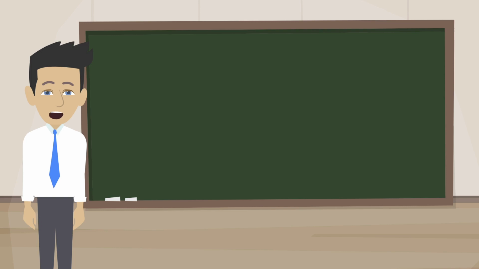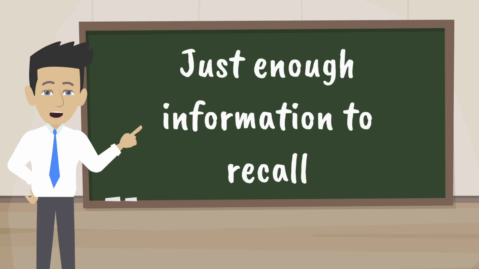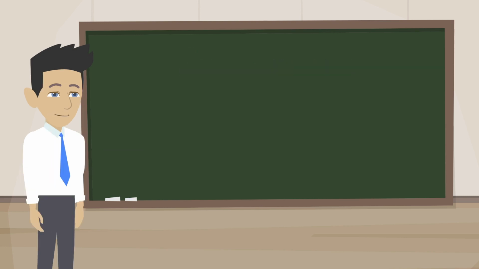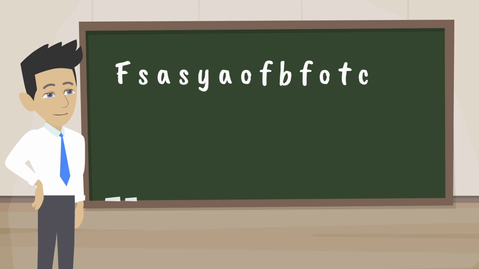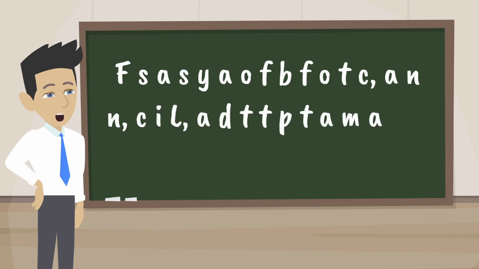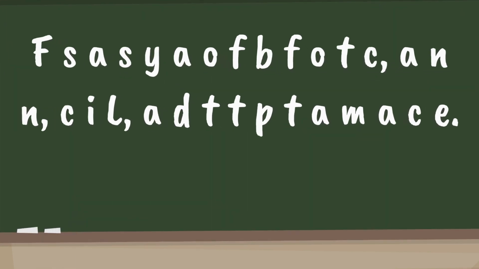Now we need to come up with a method to give our brain just enough information to recall the original text without simply reading the original. For example, FSASYAOFBFOTC, ANN, CIL, ADTTPTAMACE, period. What we've done is we've taken the first letter of each word. Now try to recite the first sentence of this speech while looking at those letters.